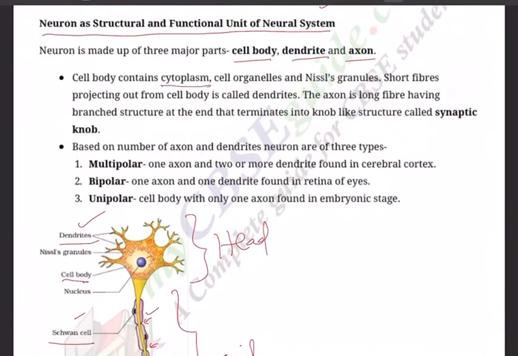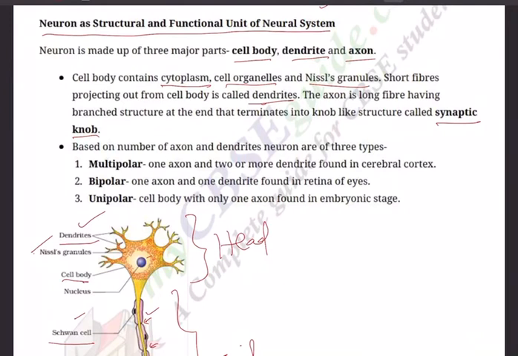So the cell body contains a cytoplasm, but I call it neuroplasm. And neuroplasm is very important as it contains Nissl's granules also. So it has got cell organelles and Nissl's granules. Short fibers projecting out from cell body are called dendrites. The axon is a long fiber having branched structure at the end that terminates into knob-like structure called synaptic knob.